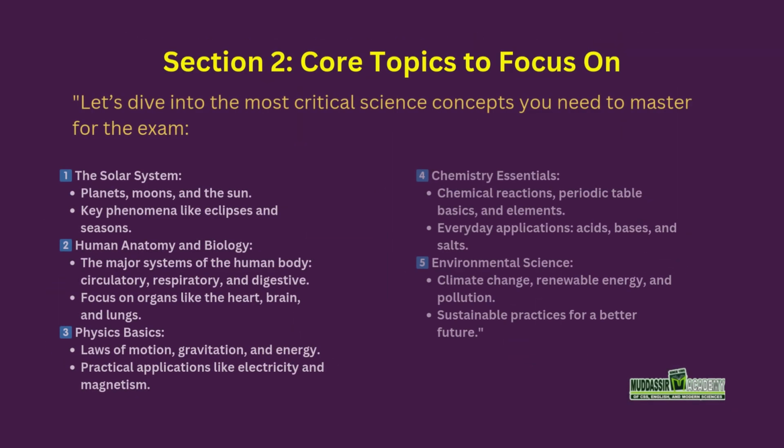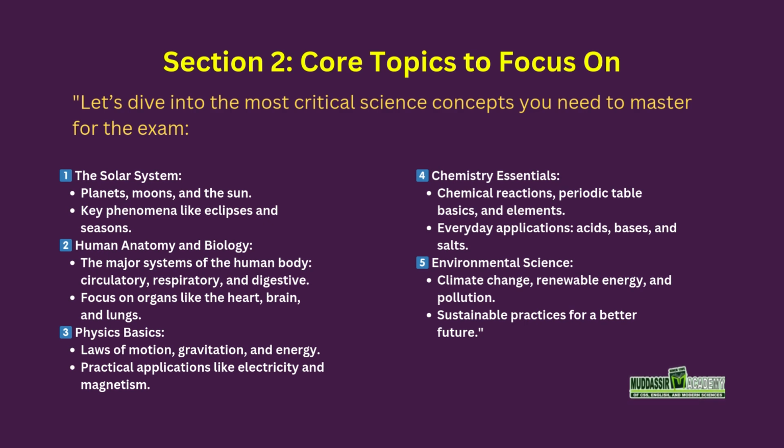Section 2, Core Topics. To focus on core science topics for CSS, let's dive into the most critical science concepts you need to master for the exam. 1. The solar system: planets, moons, and the sun, key phenomena like eclipses and seasons. 2. Human anatomy and biology: the major systems of the human body, circulatory, respiratory, and digestive, focus on organs like the heart, brain, and lungs.